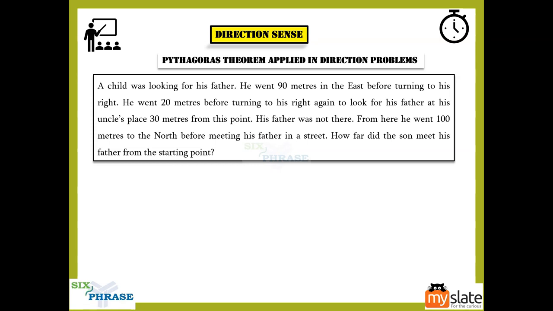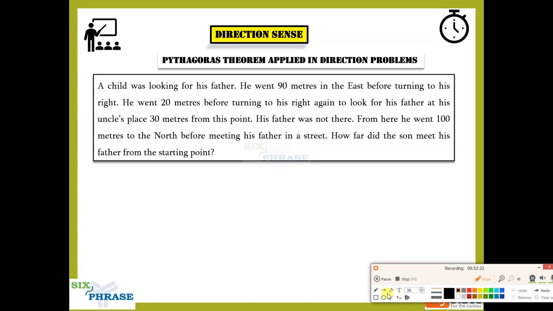Now let's take it step by step, slowly. A child was looking for his father. He went 90 meters in east. Now I've told you east is always this direction. You people remember this. It doesn't matter where he is facing. You don't need to worry about where he started, all those things. East is always this direction. West is always this direction. North is always this direction, south is always this direction. Do you remember this? This was the first thing I taught you in this lecture.